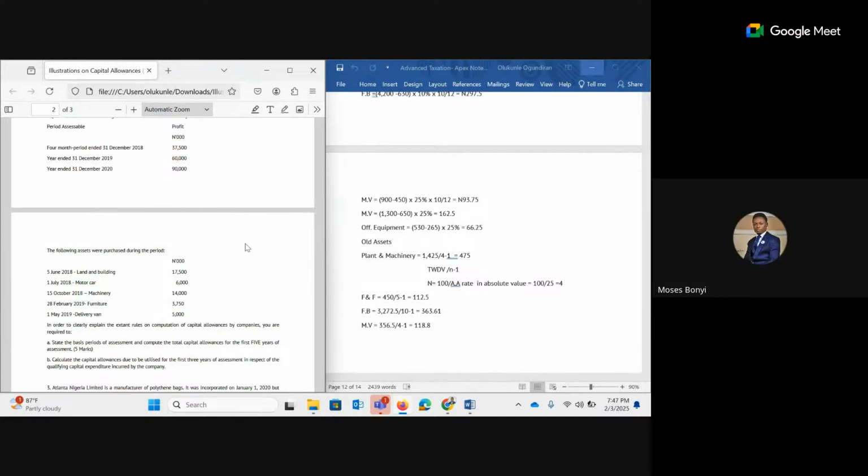Who is reading Requirement A? State the basis period of assessment and compute the capital allowance for the first 5 years of assessment, 5 marks. Requirement B. Calculate the capital allowance due to be utilized for the first 3 years of assessment in respect of qualifying capital expenditure incurred by the company.